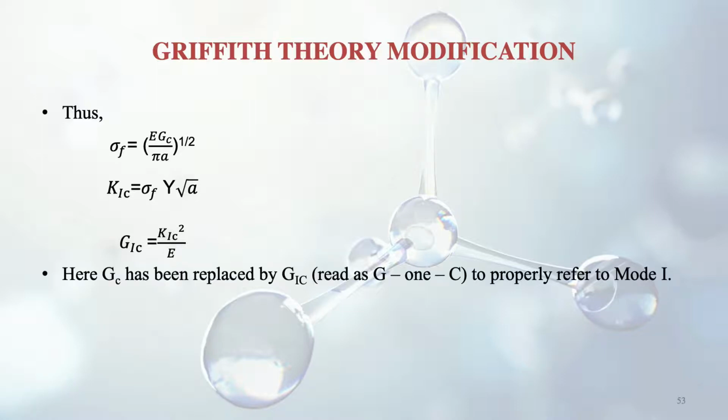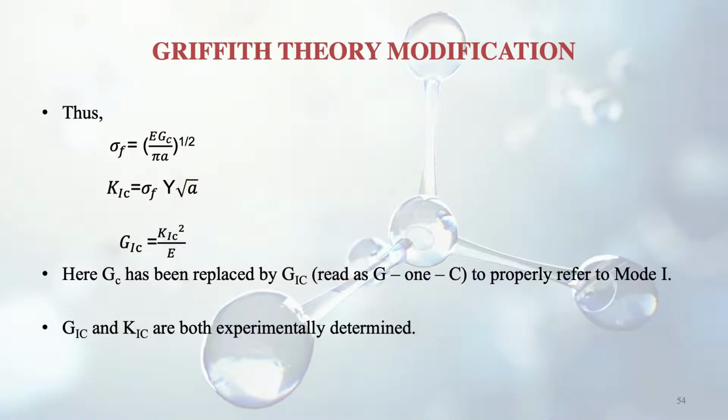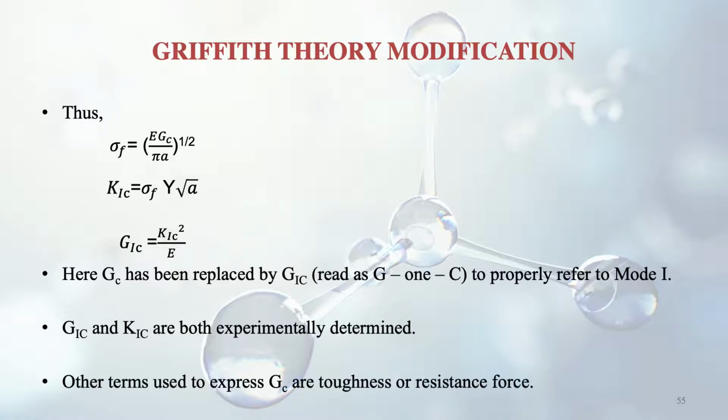Here GC has been replaced by G1C, to properly refer to mode 1. That is mode 1 we have studied in the previous session, how the fracture takes place. There were 3 modes, mode 1, 2 and 3. So G1C and K1C are both experimentally determined, and other terms used to express GC are toughness or resistance force. So this GC actually is representing the toughness or resistance force.